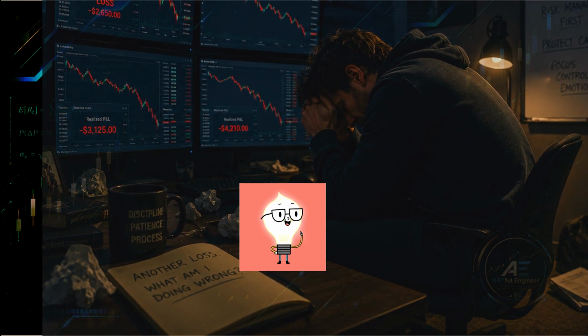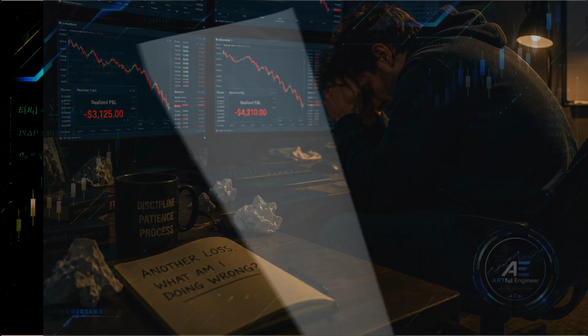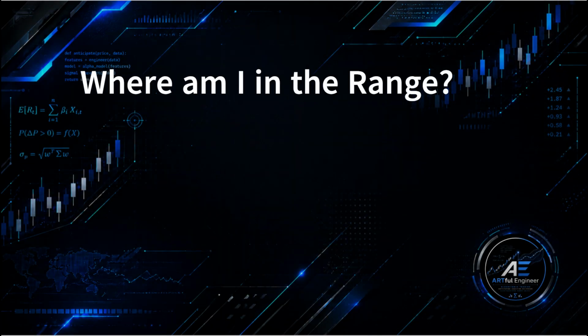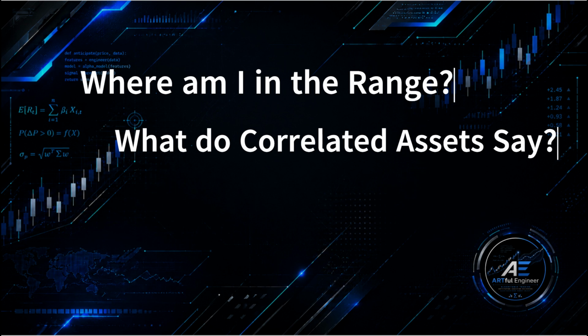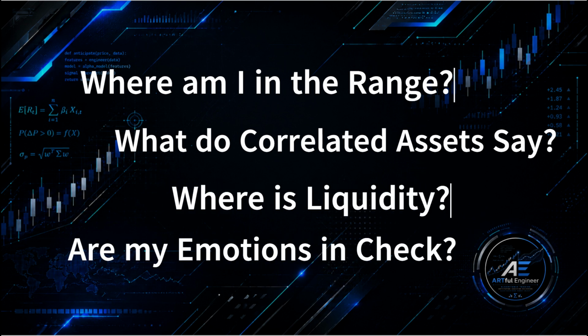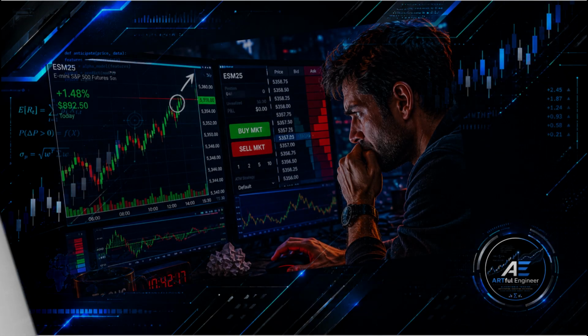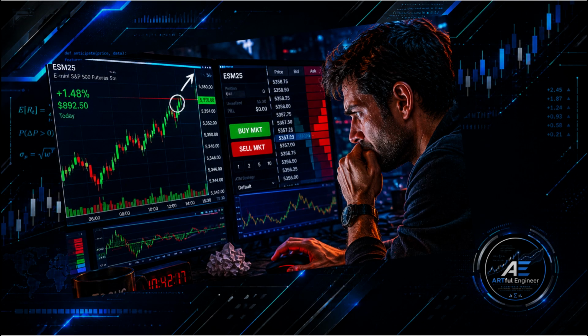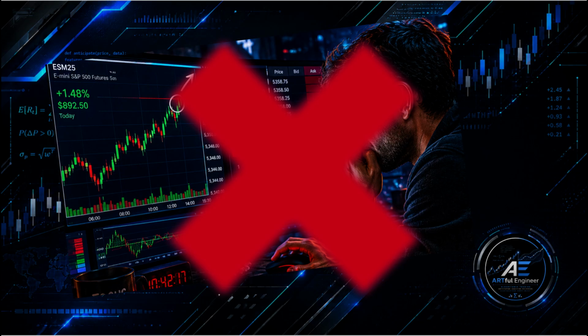Most bad trades are not bad because your setup or analysis is terrible. They don't work out because the context is wrong. Price may be in the wrong part of the range. Correlated markets may disagree. Liquidity may be sitting in a more opportune place, or you may be simply reacting emotionally. So instead of asking, can I take this trade? A better question is, what should keep me away from this trade?